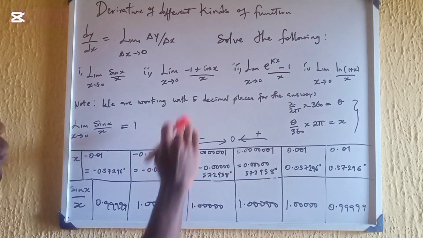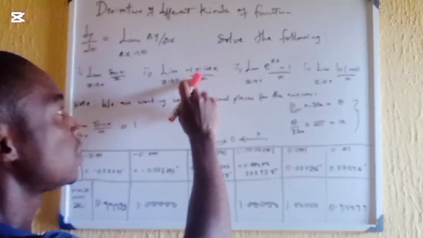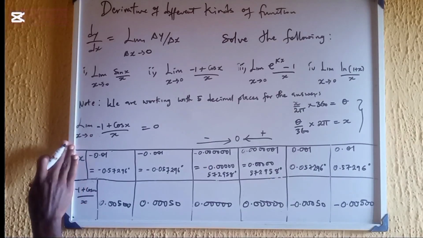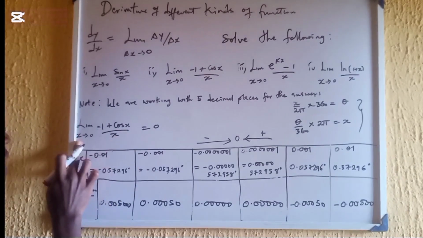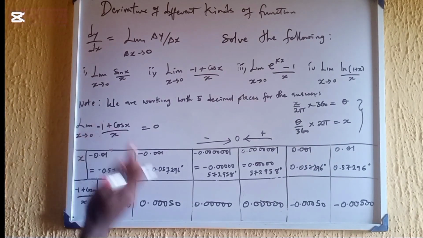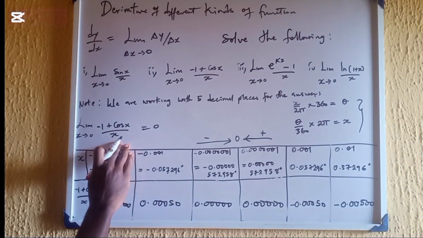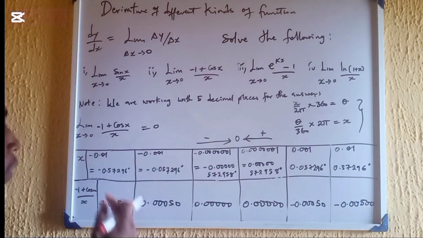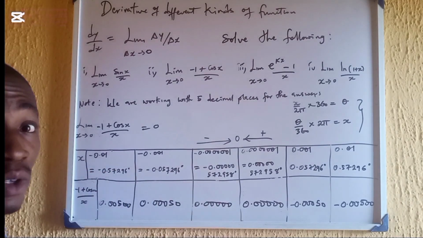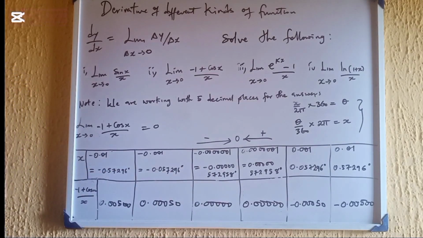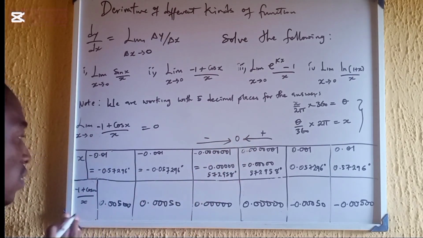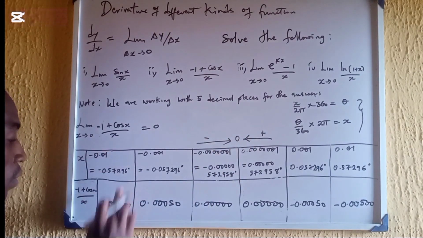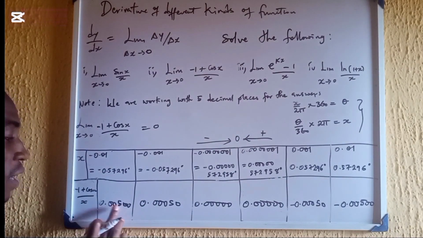So we'll be calculating for minus 1 plus cos x over x. Here we have the limit of minus 1 plus cos x over x as x tends to 0. So it's still a mixture of trigonometric function and x. So in other words, we have to get the equivalent of x in degrees. And we are using the same set of values we used in the previous calculation. So how do we know it's 0? That means we'll be approaching 0 and see what happens. So for the first guy, we had 0.00500.